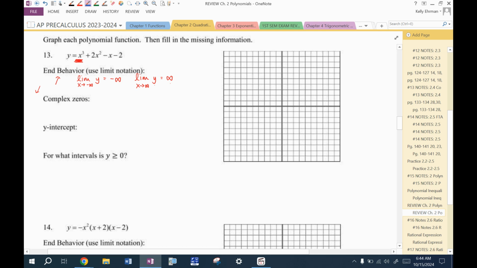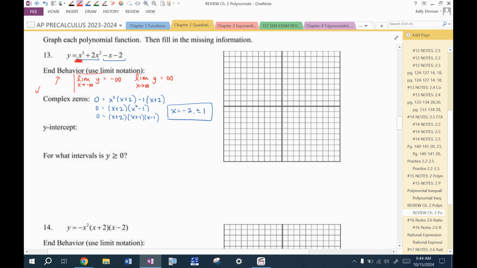Okay, complex zeros. Remember, that just means all zeros. So if I want to find the zeros, I should set the equation equal to 0, and I should begin factoring. So I can factor by grouping here. Take out an x squared, and you have x plus 2. Factor out a minus 1 from the last two terms, and you also have x plus 2. There's now a GCF of x plus 2, and that leaves you with x squared minus 1. And then that can factor further. So x plus 2, x plus 1, x minus 1. So the zeros are negative 2 and plus or minus 1.